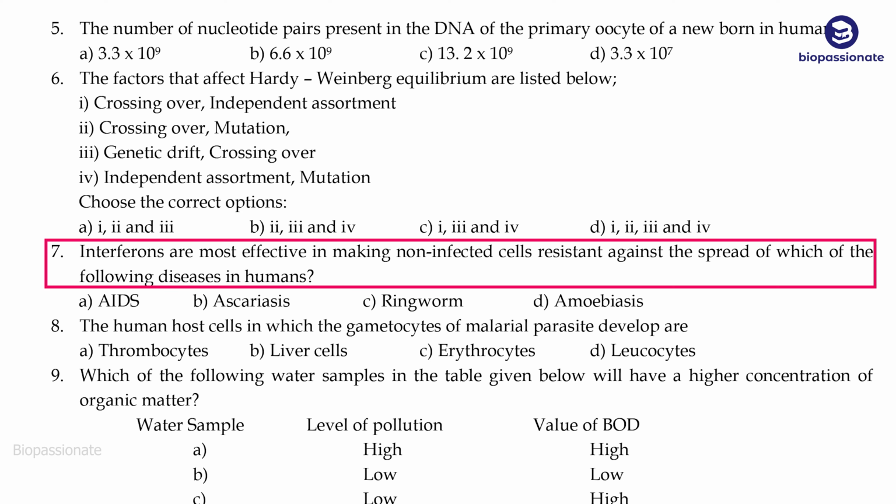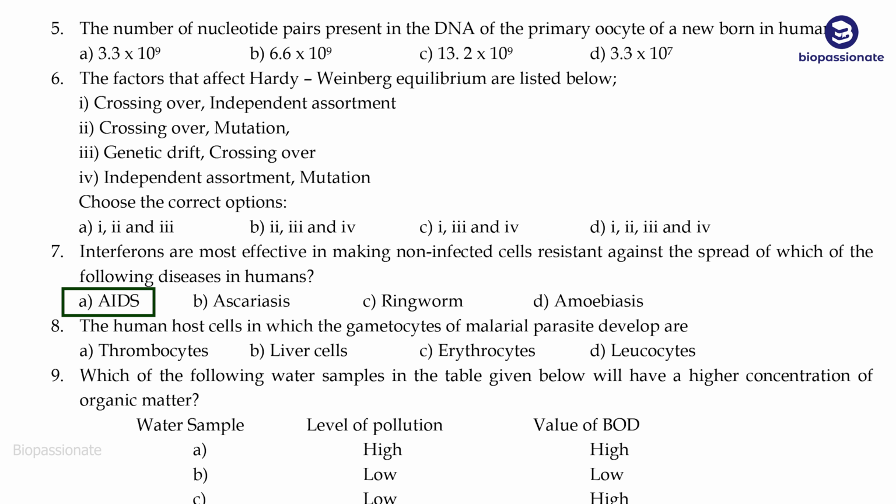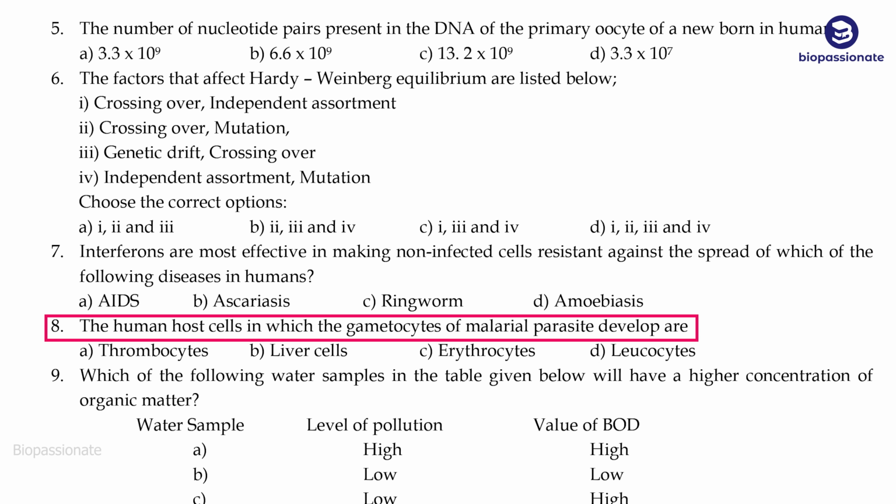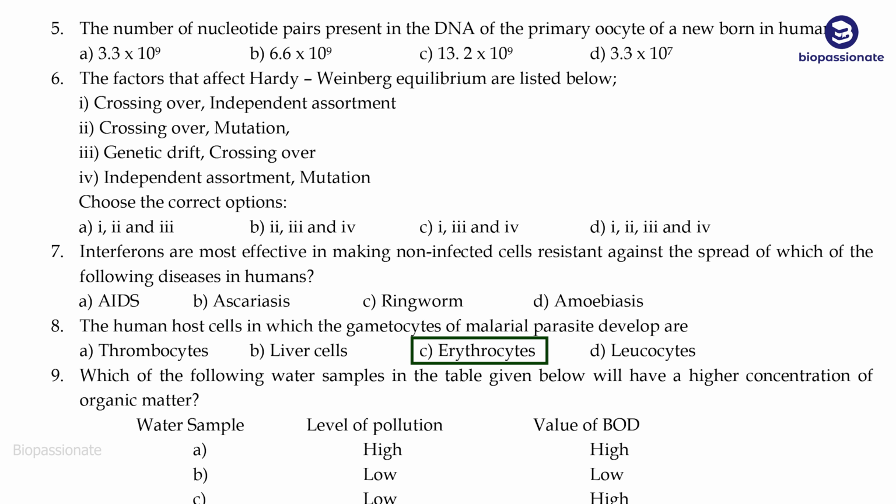7. Interferons are most effective in making non-infected cells resistant against the spread of which of the following diseases in humans? The answer is option A, AIDS. 8. The human host cells in which the gametocytes of malarial parasite develop are. The answer is option C, erythrocytes.